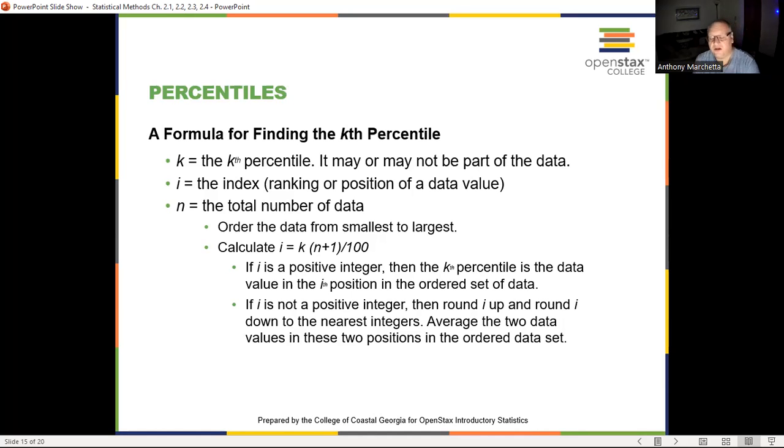So in order, first put them all in order, then calculate this formula. When you do it, you're going to have two possible outcomes: either a whole number, or a decimal. If i is a positive integer, then the kth percentile is the data value in that position of the ordered data. So if you get 8, then the answer is the 8th number you see. If it's 8.2, then you go to the next idea. If i is not a positive integer, then round i up and round i down to the nearest integers. If it was 8.2, you do 8 and 9. If it was 16.88, you do 16 and 17. Then average those two values: take the 8th number in the list and the 9th number in the list and average them. That's the directive of how to find the kth percentile.